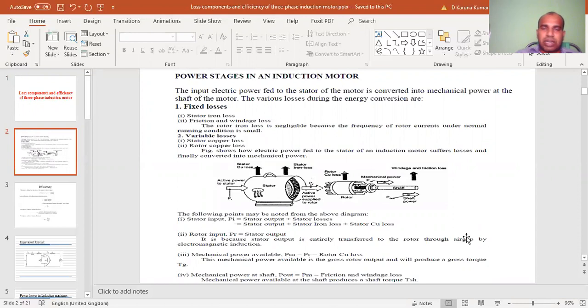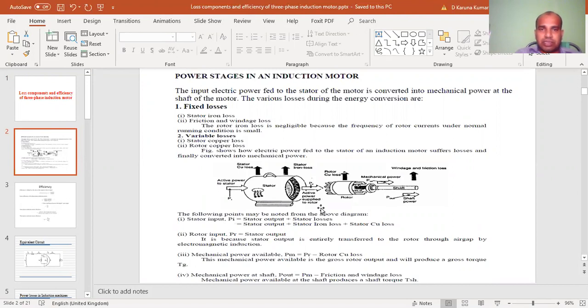These are stator iron losses and friction and windage losses. But rotor iron losses are negligible, because the frequency of the rotor current under normal running condition is very small. So the rotor iron losses are very small, negligible. And the variable copper losses are stator copper losses and rotor copper losses.